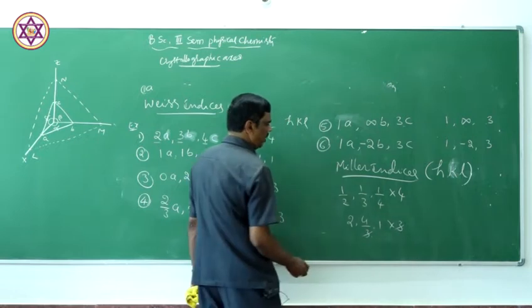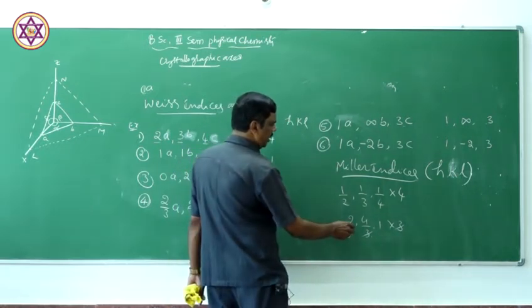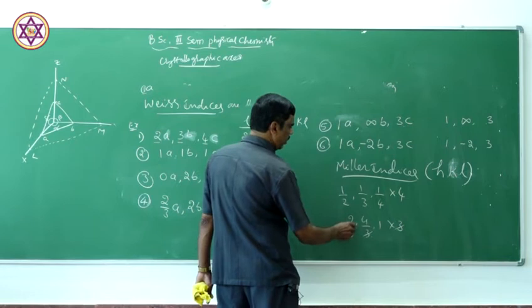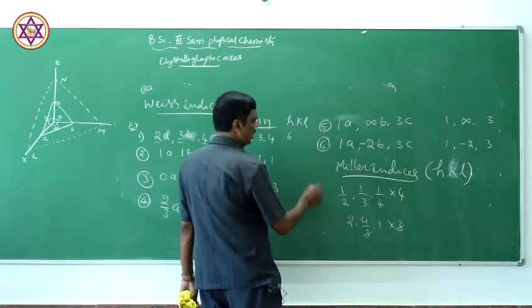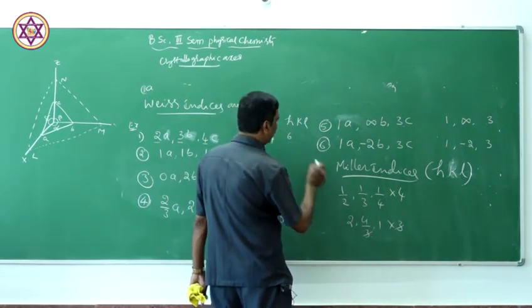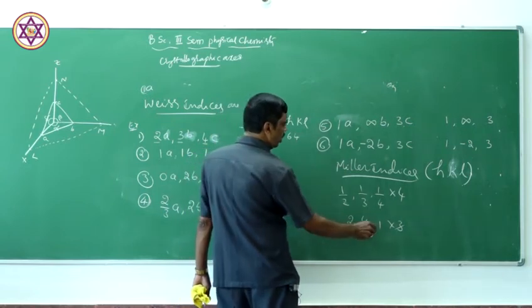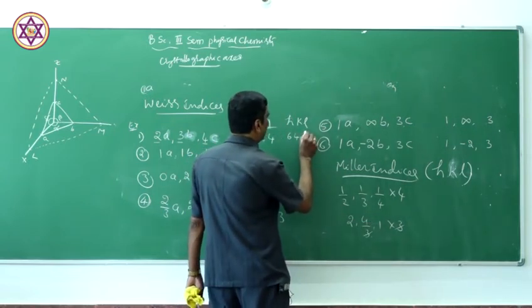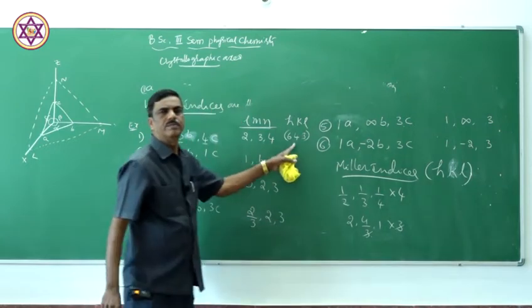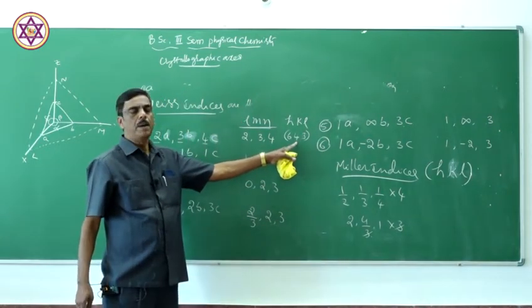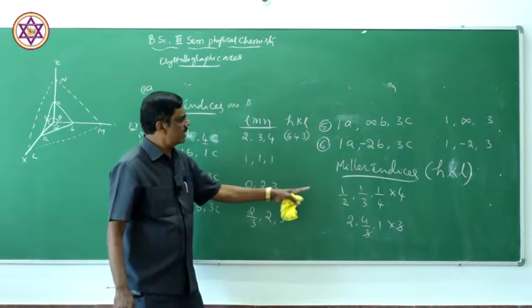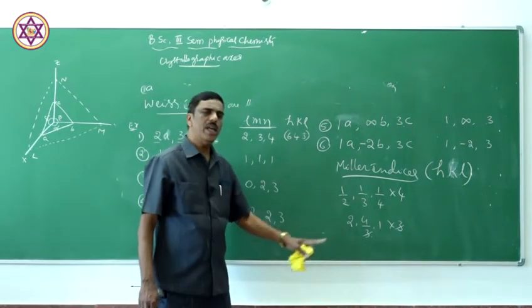Multiply by 3, you will get 3 into 2 is 6, 3 into 4 by 3 is 4, 3 into 1 is 3. So, therefore, 643 is the Miller indices. So, you take the reciprocal and convert that into a whole number.